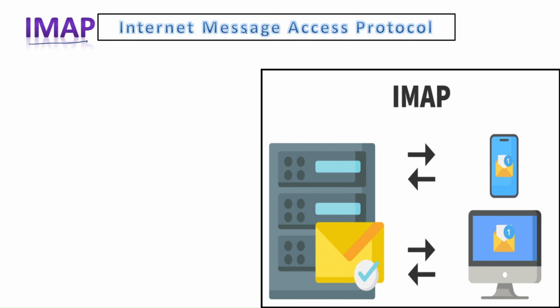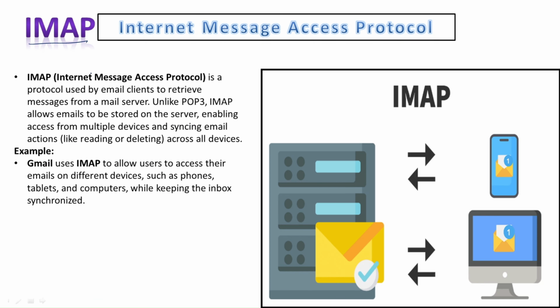IMAP, that is Internet Message Access Protocol. So IMAP or Internet Message Access Protocol is a protocol used by email clients to retrieve messages from an email server. Unlike POP3, IMAP allows emails to be stored on the server, enabling access from multiple devices and syncing email actions like reading or deleting across all devices. For example, Gmail uses IMAP to allow users to access their emails on different devices such as phones, tablets, and computers while keeping the inbox synchronized.